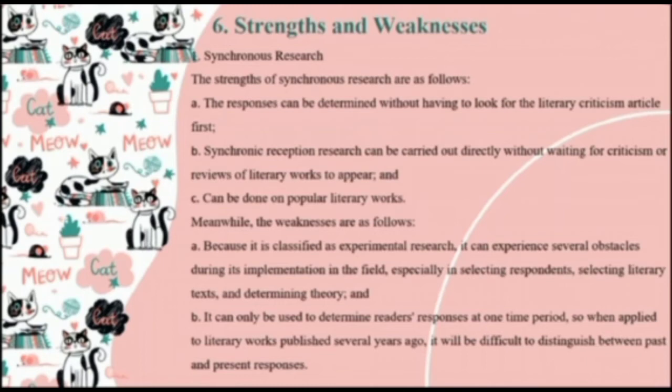Meanwhile, the weaknesses are as follows. A. Because it is classified as experimental research, it can experience several obstacles during its implementation in the field, especially in selecting respondents, selecting literary texts, and determining theory. And B. It can only be used to determine readers' responses at one time period. So, when applied to literary works published several years ago, it will be difficult to distinguish between past and present responses.